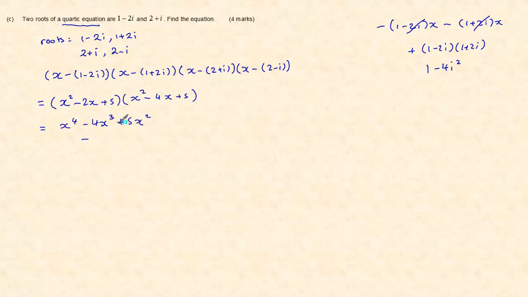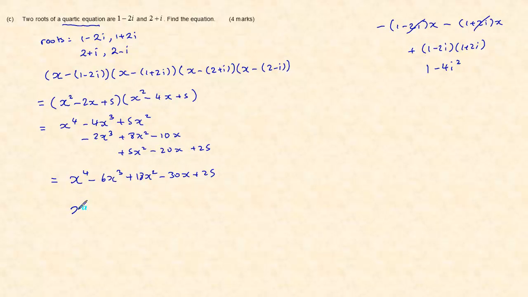minus 2x cubed plus 8x squared, take away 10x, and then with the plus 5 I'm getting 5x squareds, take away 20x's, add 25, so that's x to the 4, and take away 6x cubed, add 18x squareds, take away 30x's, add 25.